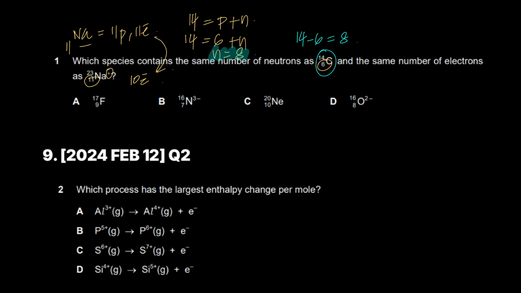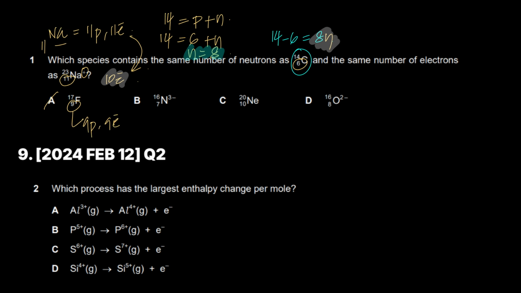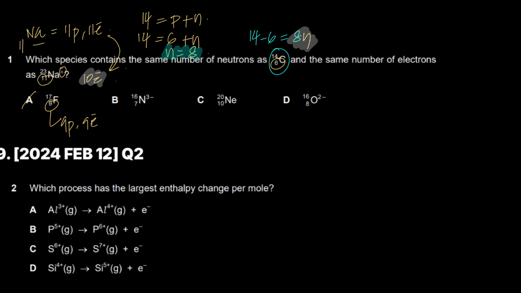So check something out which has 8 neutrons. We need to figure out the particular species which has 8 neutrons and 10 electrons. Automatically A is wrong because A has 9 protons and it's an atom, so it must also have 9 electrons. It doesn't fulfill the electrons. I'm going to move on to the next one. This has how many electrons? 7 plus 3, because it's a 3 minus ion. So if it was just N, 7 protons and 7 electrons, but it's 3 minus, so 3 more electrons. So 10 electrons, good stuff. Electrons are fulfilled.